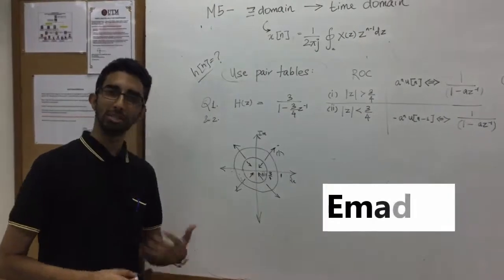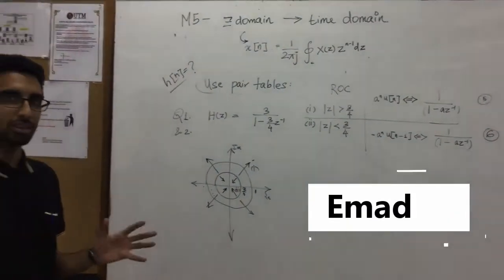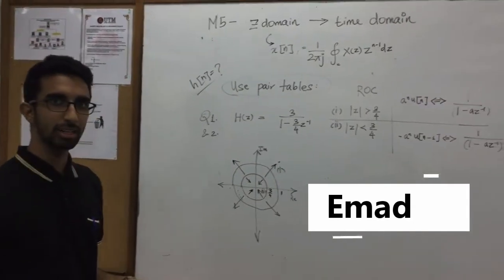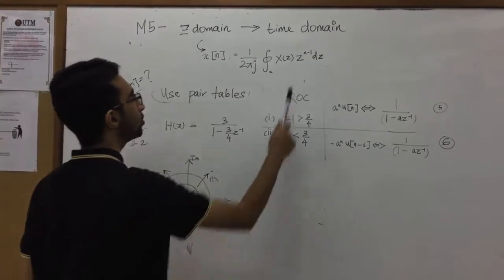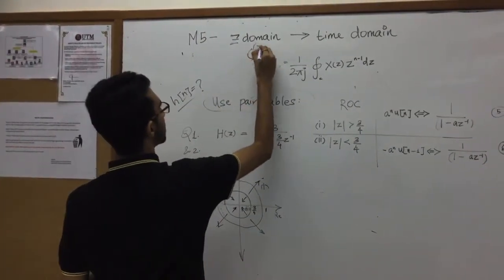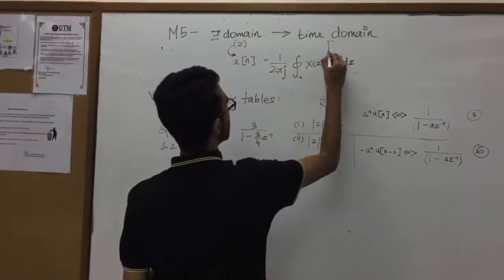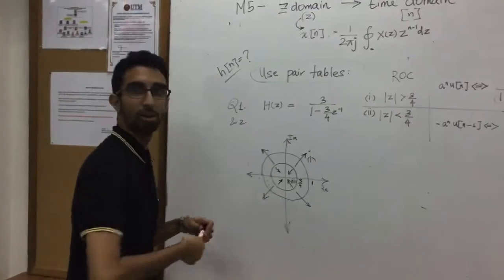Hello everyone, my name is Emad and today we'll be discussing M5, which is inverse Z-transform, which basically involves converting a function from the Z domain to the time domain. So it will be converting from a function in Z to a discrete time domain function in n. Actually, there is a formula for this.